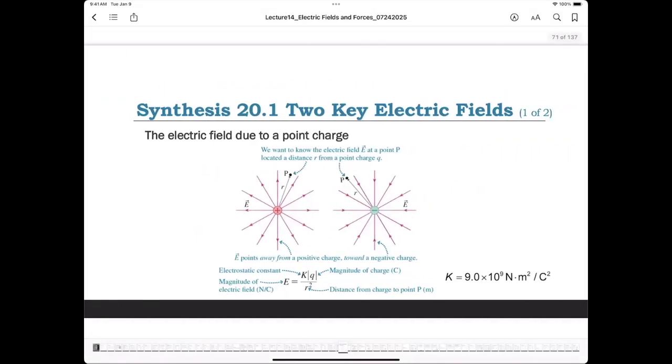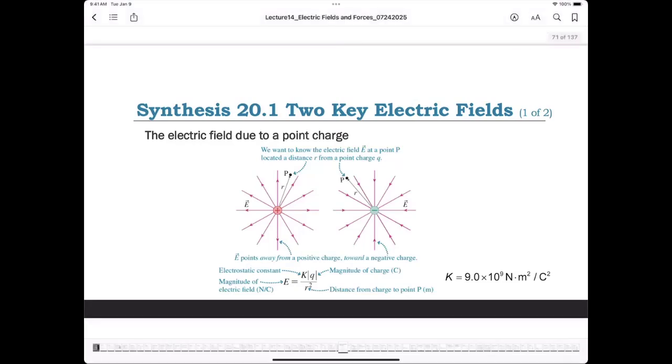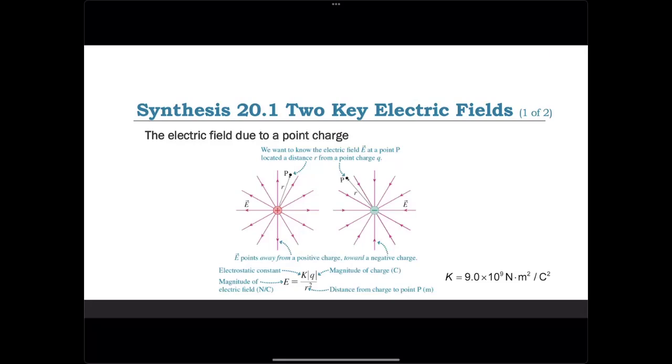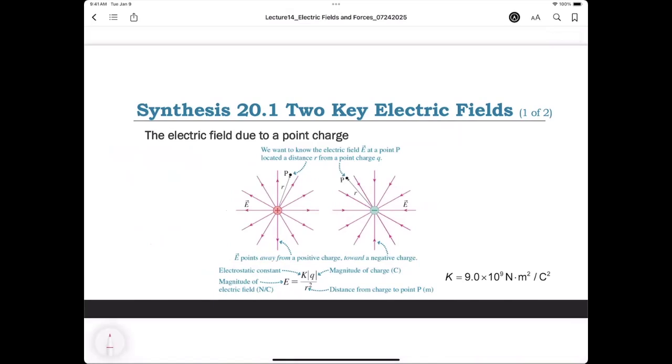Okay, let's talk about the synthesis, just two key electric fields. These are two very important keys for electric fields. First, the electric field due to a point charge. We want to know the electric field E at a point P, located a distance r from a point charge Q. This is just a summary of what we have already talked about.